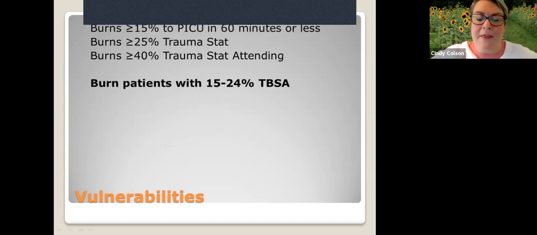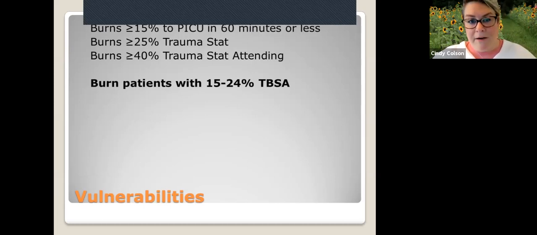And then I think it would be remiss to not discuss possible vulnerabilities with our own trauma criteria. One of our biggest vulnerabilities is our burn population. So any burn over 15%, and again, this is not including superficial burns. So this is partial thickness and above. And that's what we use to calculate our TBSA anyway. So for any burn 15% or greater, our goal is to get them to the PICU in 60 minutes or less.